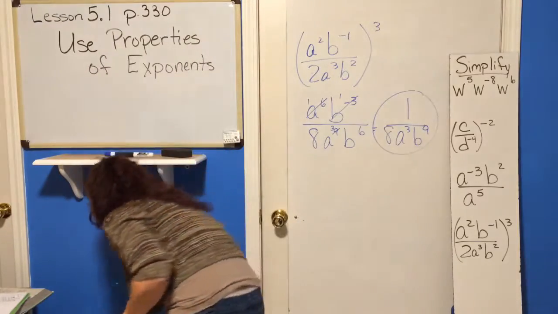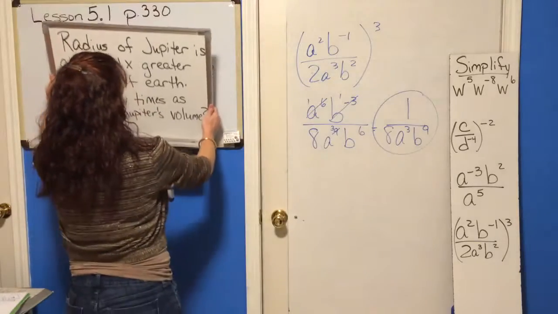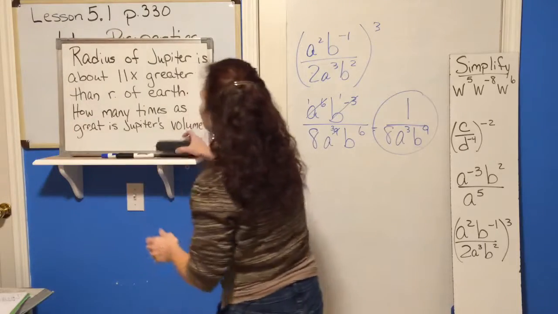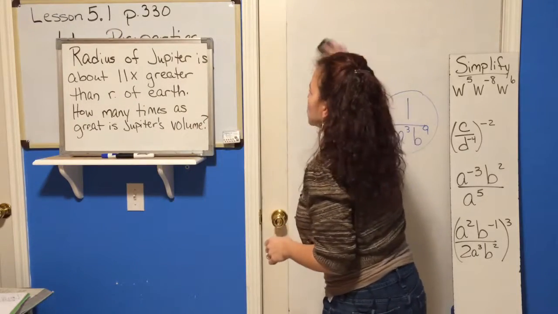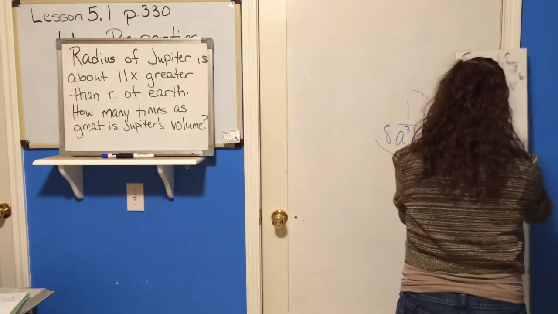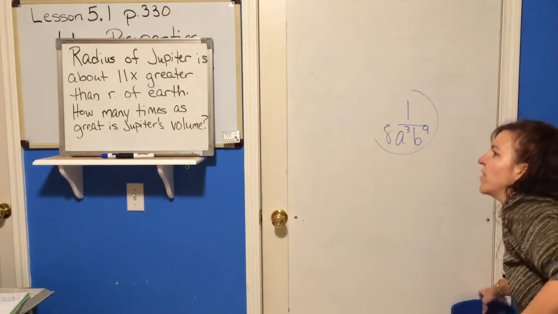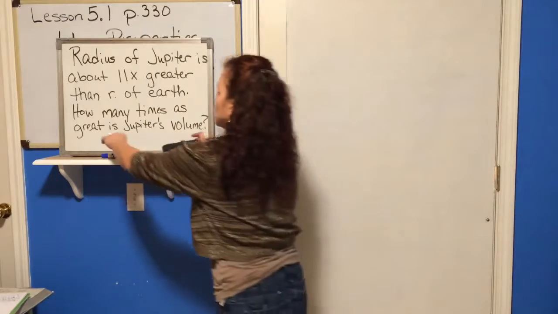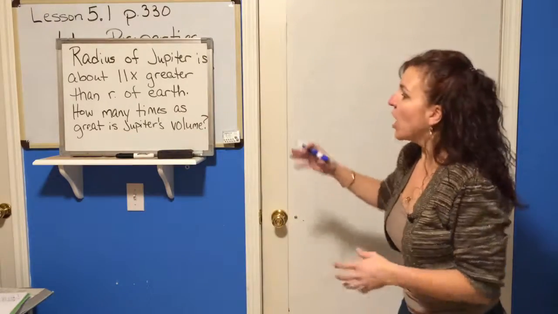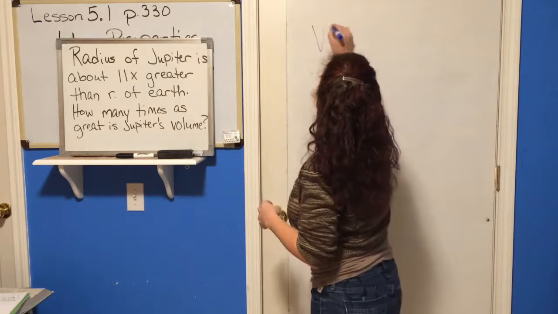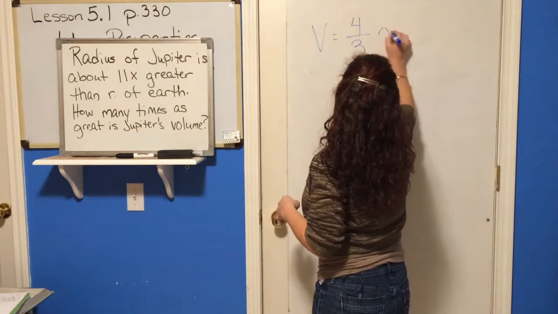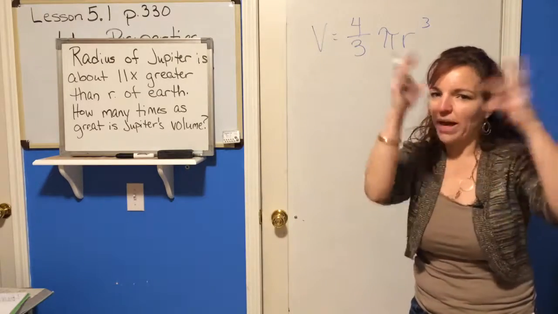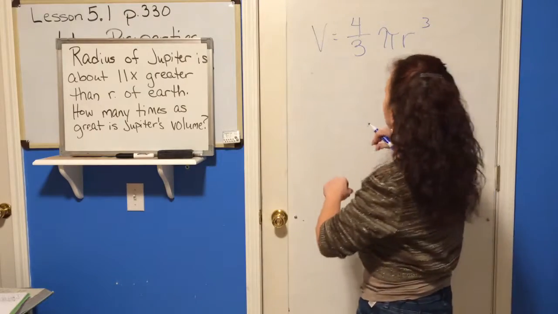All right, one more that's going to go quick. Here we go, because you know I can't stop without doing a word problem. The radius of Jupiter is about 11 times greater than the radius of Earth. So how many times as great is Jupiter's volume? All right, so we know the comparison of their radii, and we want to compare their volumes. So we need to know what is the volume of a sphere. So the volume of a sphere is 4/3 pi r cubed. And hopefully you just knew that. If not, you're going to have to go back and find your formulas.